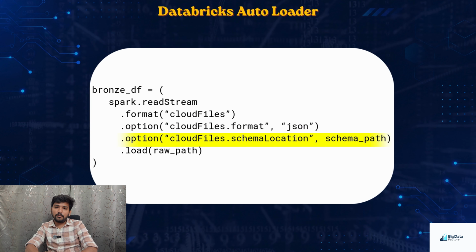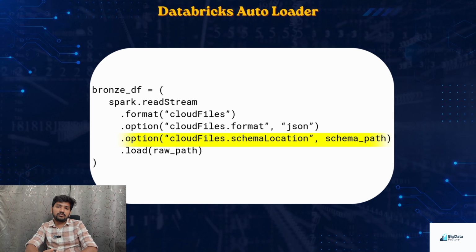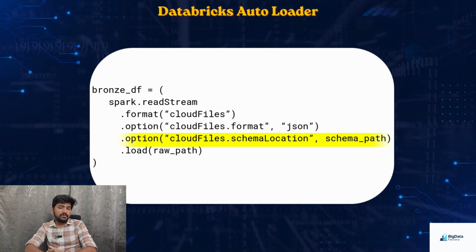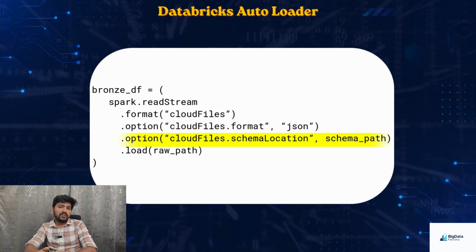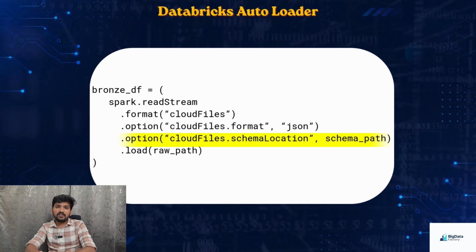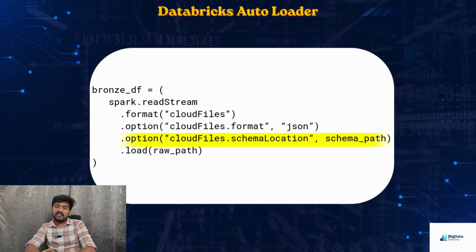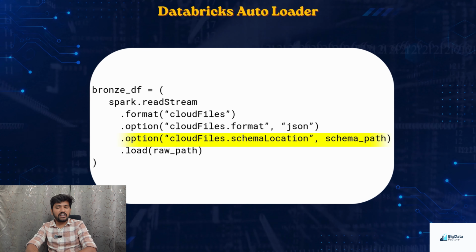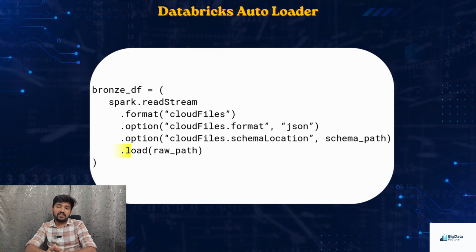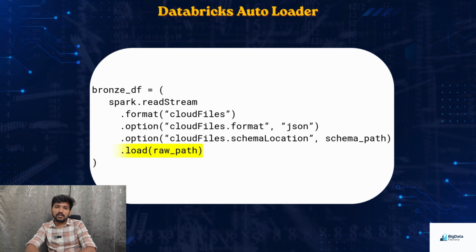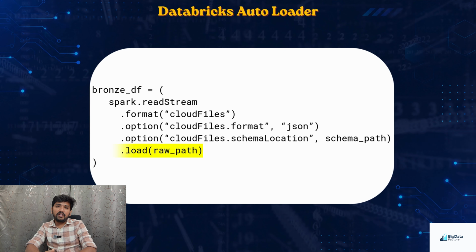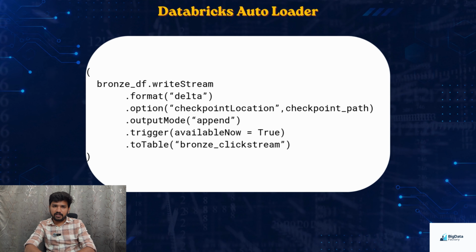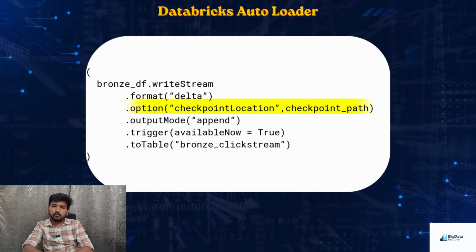Now this line is very important. This is where Auto Loader stores schema information. Databricks documentation explains that specifying cloudFiles.schemaLocation enables schema inference and schema evolution. And this location can never be the same directory used for checkpoints in some setups. Then finally, .load of raw path. This is the raw folder where new files are landing. Now after reading, we write to the bronze table. Here we are writing the output in Delta format. The checkpoint location is very important.